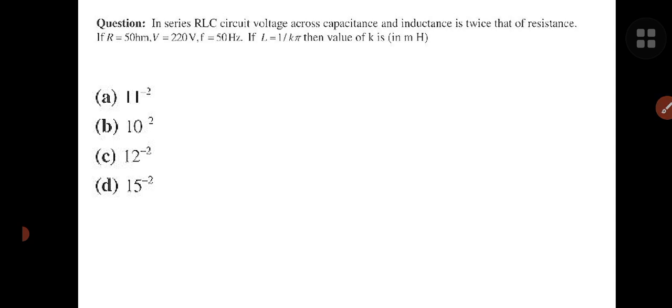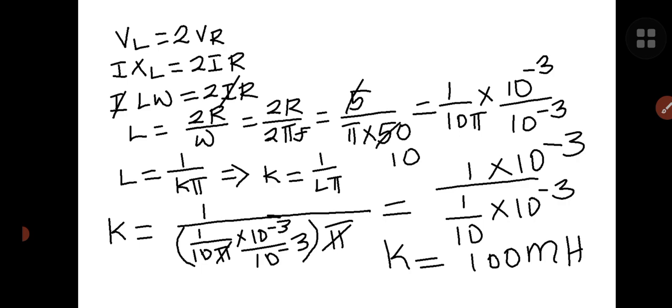In a series RLC circuit, the voltage across the inductance is twice that across the resistance. If R equal to 5 ohm, V equal to 220 volt, F equal to 50 hertz, and L equal to 1 by K pi, then the value of K is in millihenry, mH. Four options are given. Let's find the answer for this question.